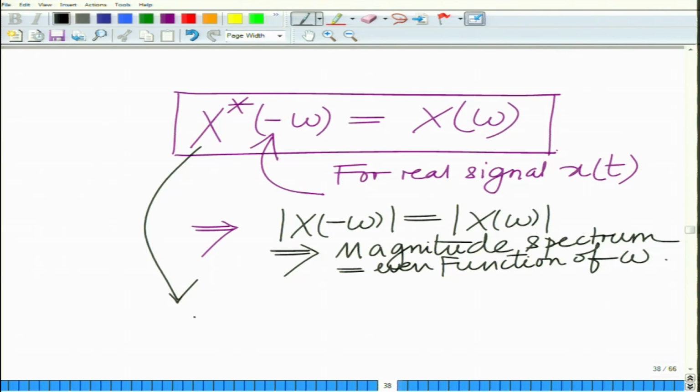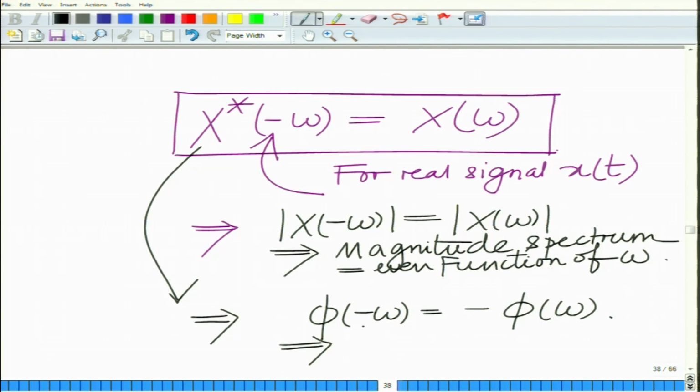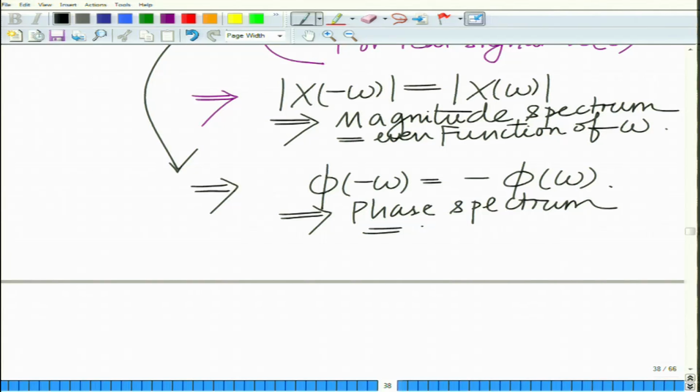And this also implies that because the conjugate has a negative phase, f of minus omega equals minus f of omega, which implies that the phase spectrum is an odd function of omega, all right.